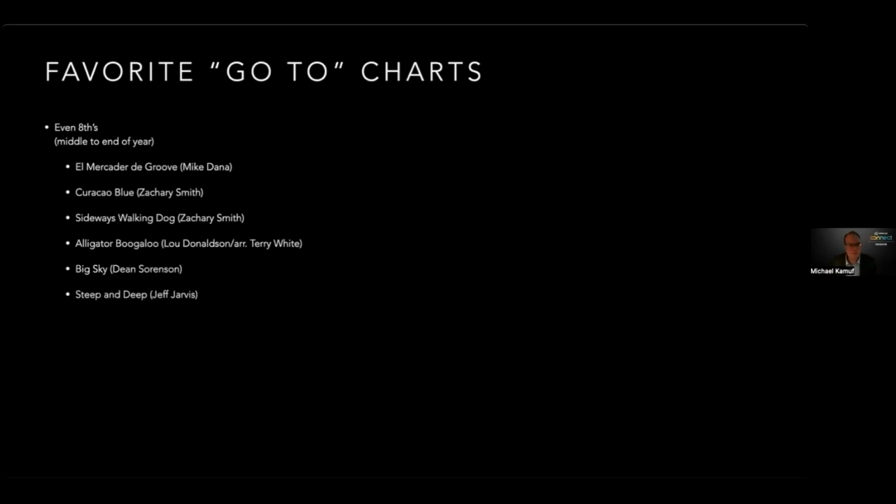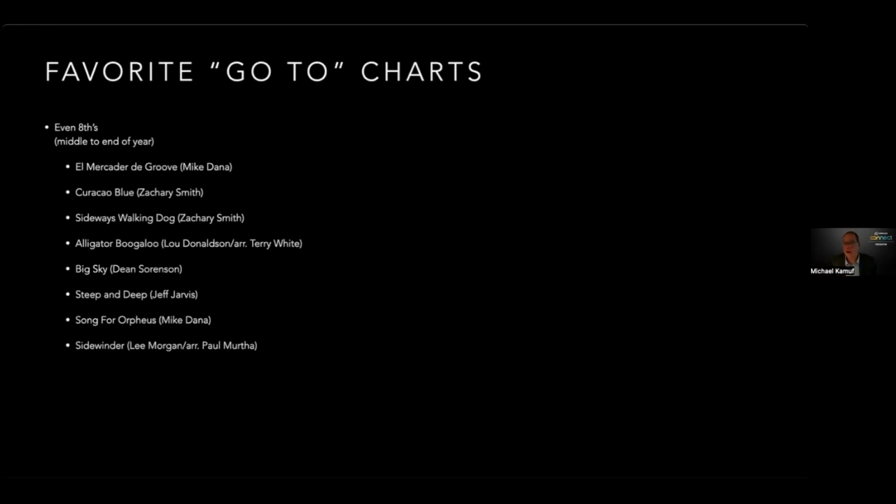Kids love it. Steep and Deep, a great funk chart by Jeff Jarvis. This one's got a lot of repetitious riff-based horn lines. It sounds more difficult than it is, and kids love it. Mike Dana's Song for Orpheus. This is another good one. This is probably pushing it for the end of the year, but it's a great minor key bossa nova.